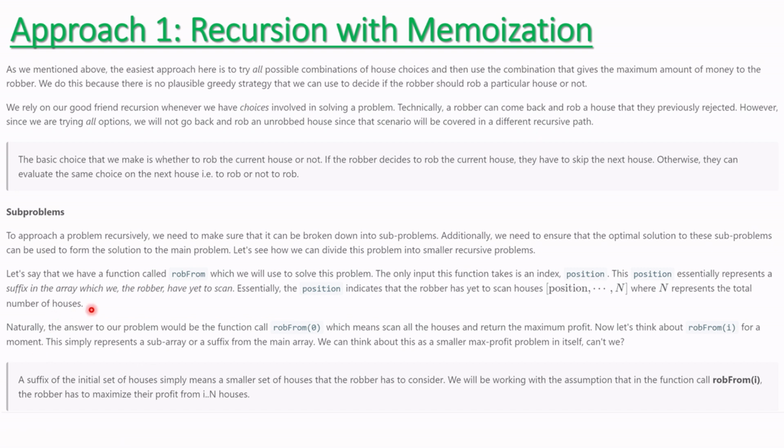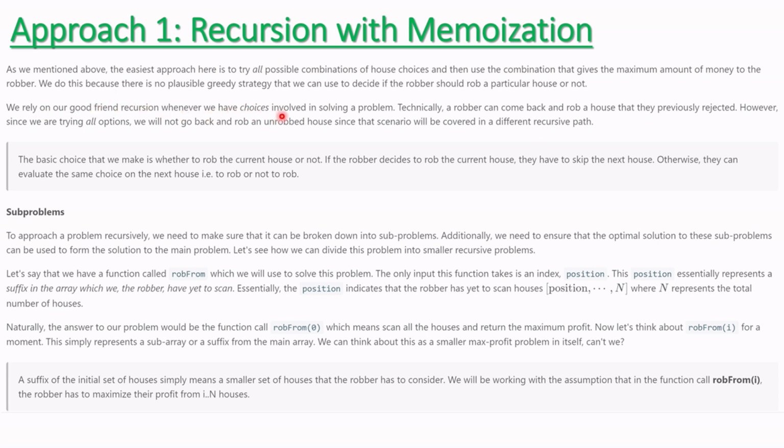So this is the easiest approach, and we have to try all the possible combinations of the houses, and then we will use the combination that gives the maximum amount of money to the robber. We do this because there is no plausible greedy strategy that we can use to decide if the robber should rob the particular house or not. So we rely on our good friend recursion, correct?